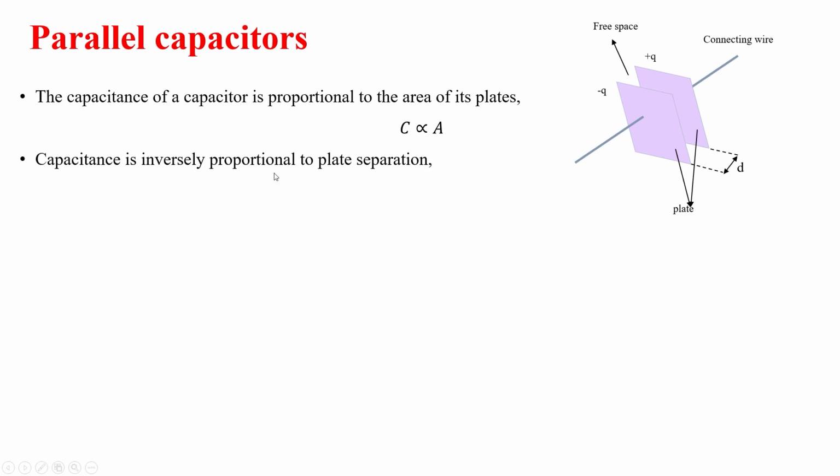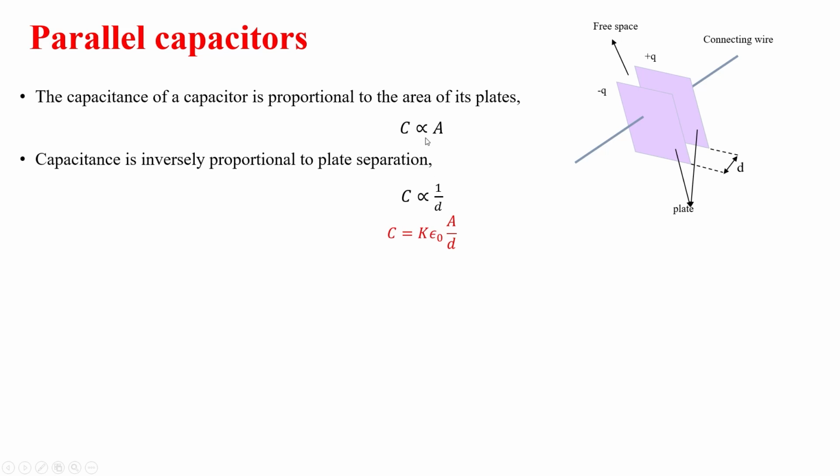Capacitance is inversely proportional to the plate separation. If the distance between these two plates is larger, definitely a smaller amount of charge will be stored in the capacitor. And if the distance is smaller, a large amount of charge will be stored. So it has an inverse relation. The capacitance of the capacitor has an inverse relation with the distance between the two plates.